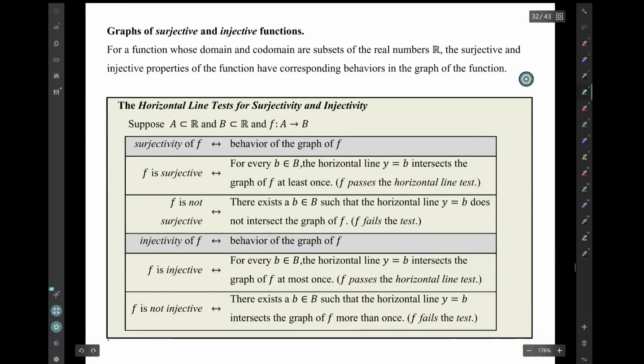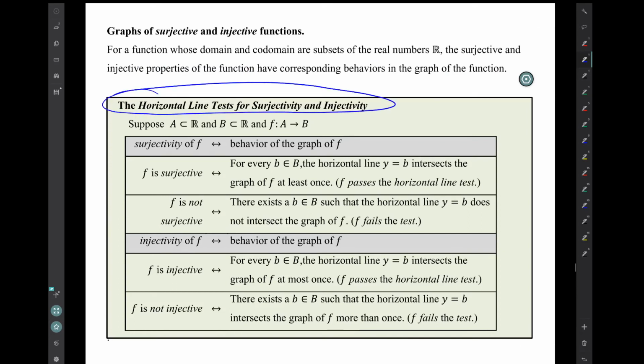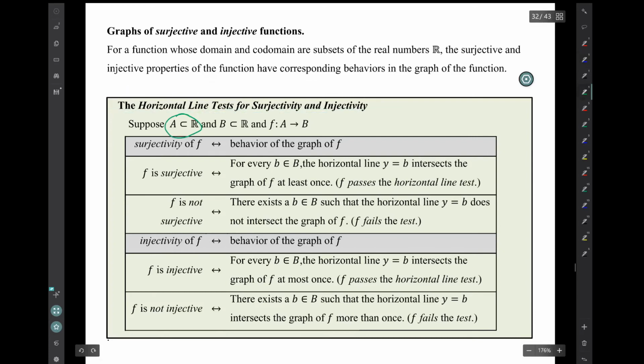Let's go on. Now I want to talk about graphs of surjective and injective functions. For a function whose domain and codomain are sets of real numbers, the surjective and injective properties have corresponding behaviors in the graph of the function. They're articulated by what are called the horizontal line tests for surjectivity and injectivity. So suppose that some set capital A is a subset of real numbers, and some set capital B is also a subset of real numbers. And suppose that function f has domain set capital A and range set capital B.